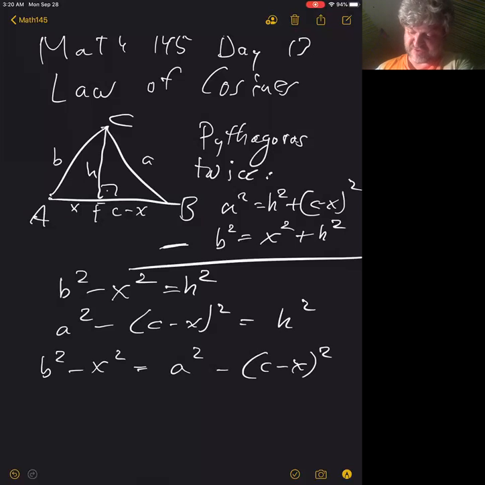Expand this out, and it turns out the x squared terms will cancel. b squared is a squared minus c squared plus 2xc.